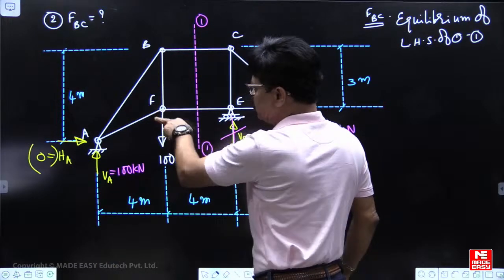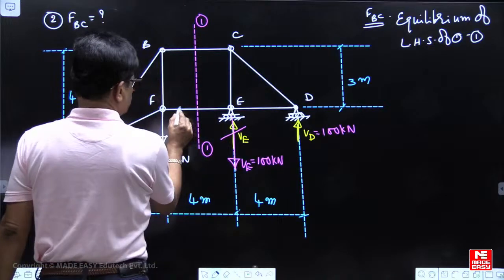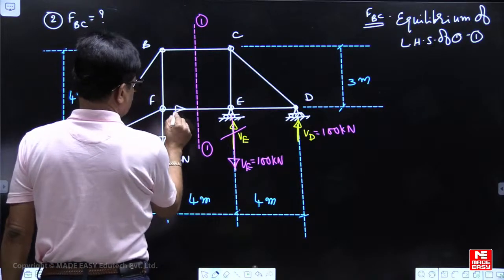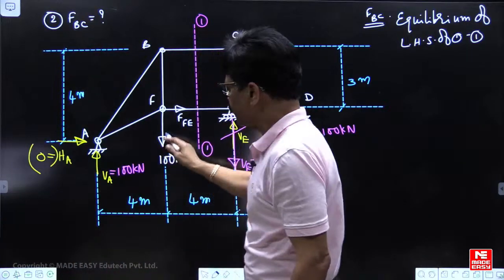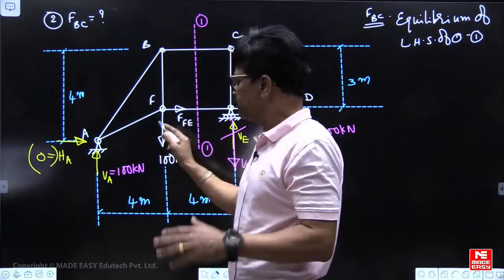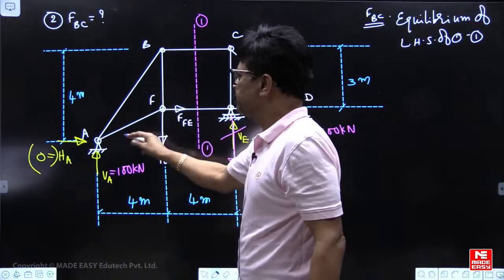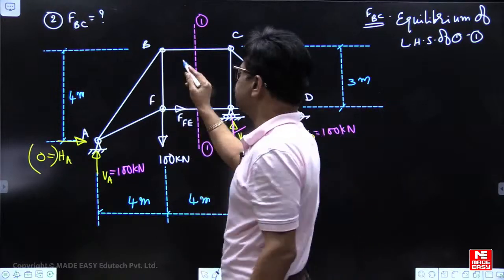So it will give 0 moment. Some force you can assume here, FFE, let us say. So this will give 0 moment. 100 will give 0 moment. So most two forces will give 0 moment. We didn't cut them, so their headache is not there.